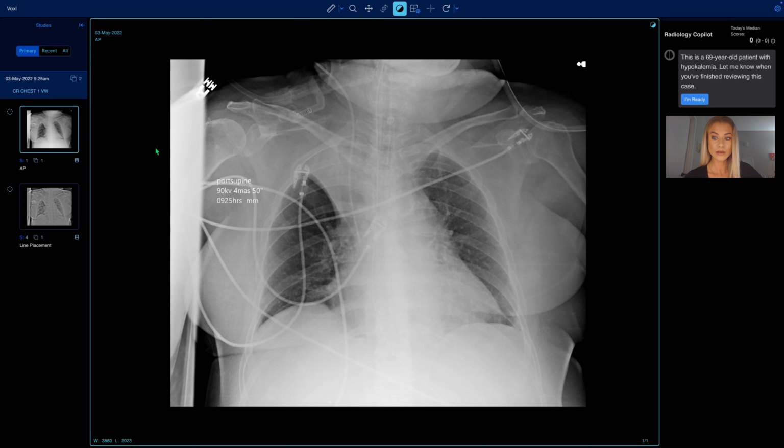Emily? Okay, so it looks like today our case is a 69-year-old patient with hypokalemia. Before we start interpreting the study, we just want to make sure that we're looking at the correct patient's chart and we have the right study open.